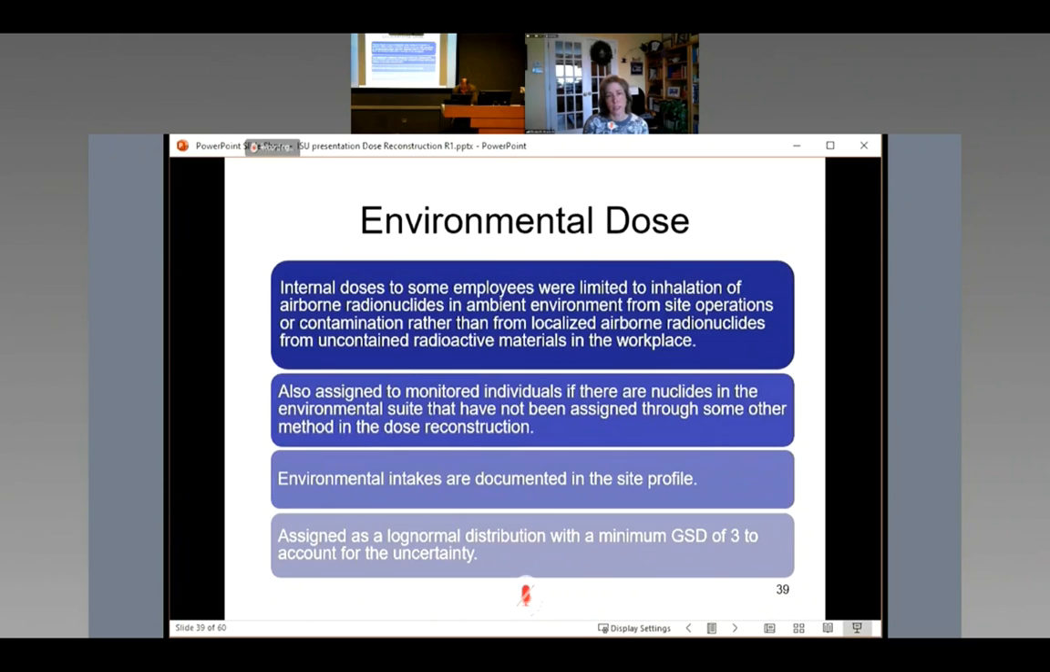Environmental doses assigned. Some workers were limited to just the inhalation of airborne nuclides from the ambient environment. They didn't necessarily have any possibility of exposure or direct exposure to other things. So that gets assigned. Those are documented typically based on air monitoring outside of the facilities. And for internal dose, we assign these with a log normal distribution with a geometric standard deviation of 3 to account for uncertainty.